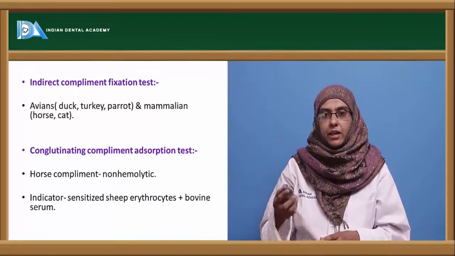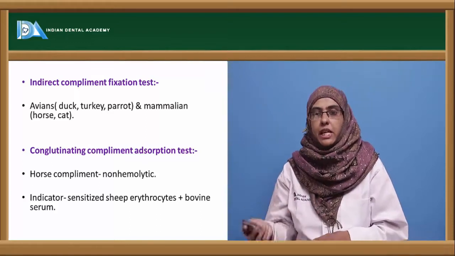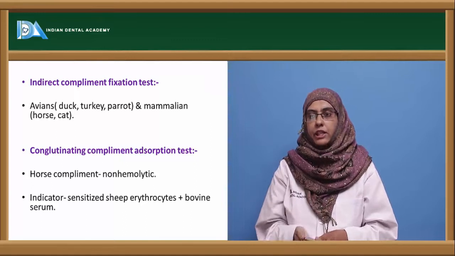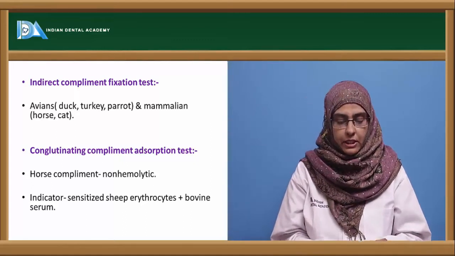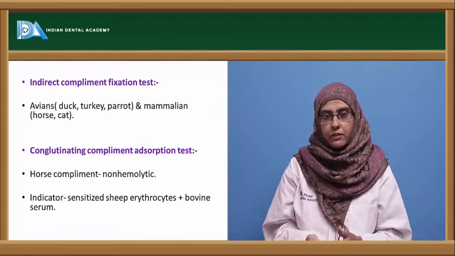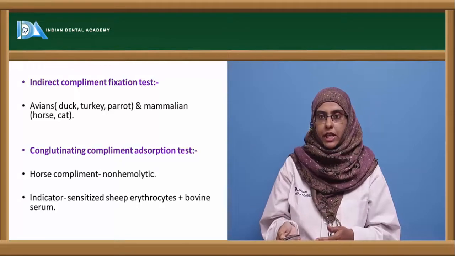The bovine serum has a component called conglutinin that is able to agglutinate the sheep RBCs. Now, in the case of this conglutinating complement absorption test, agglutination of the sensitized cells will not take place. So that indicates a positive reaction.